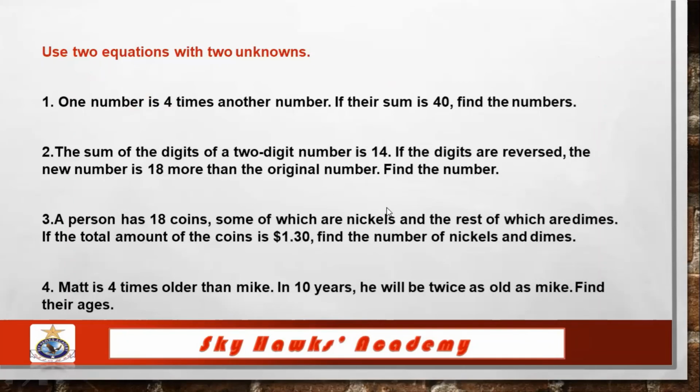Now it is time to take a screenshot of this screen. If you get time, please try these few problems. Only four problems are there, all using two equations with two unknowns. Another number: if the sum is 40, find that one. We have talked about this. The sum of the digits, reversing the digits, we have done this. A person has 18 coins, that was the example we have done. I am sure you can solve this one also.